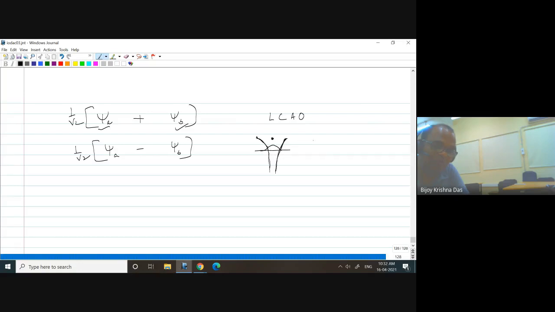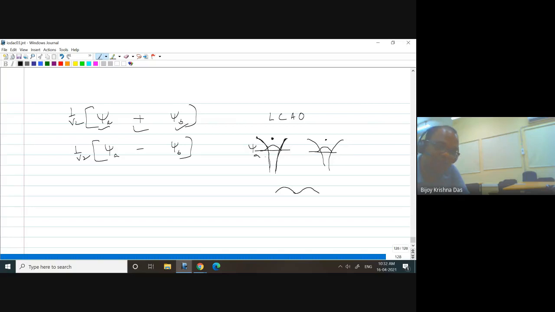And if you have another atom far away and solve the wave function quantum mechanically, the wave function will be like this. Now if you bring these two atoms very close by, then you will get two different solutions. One will be like this.